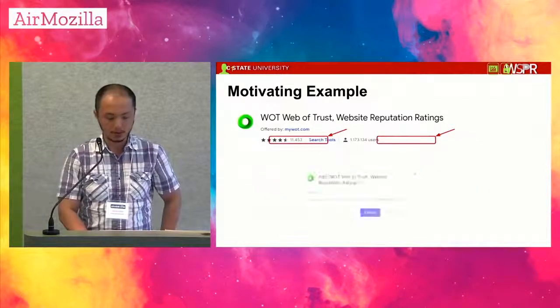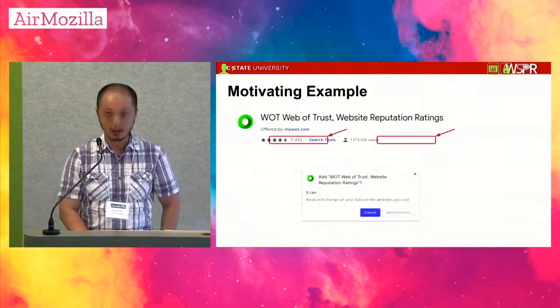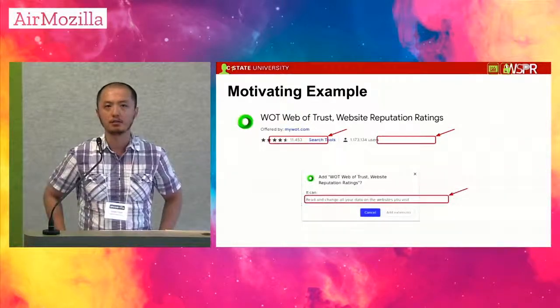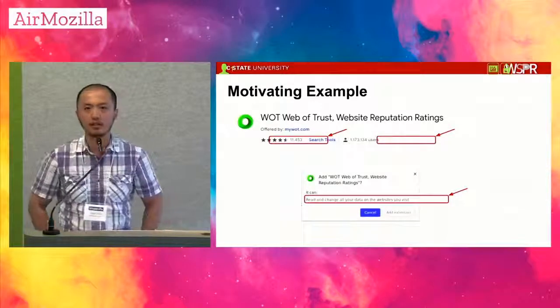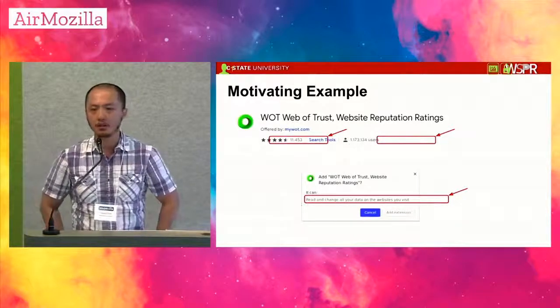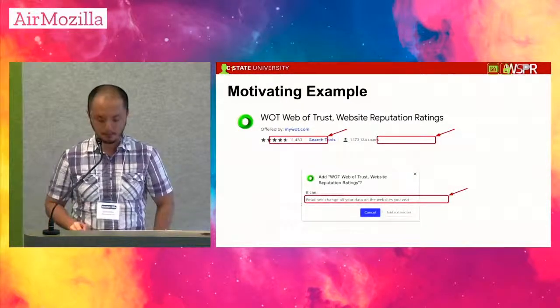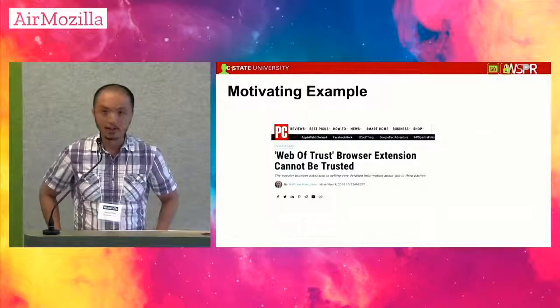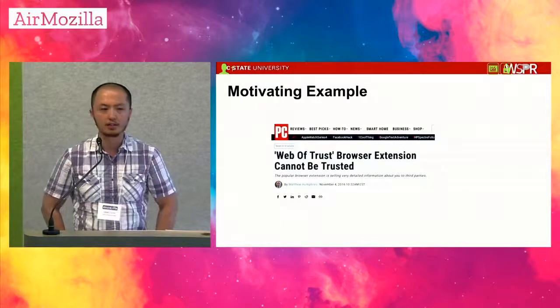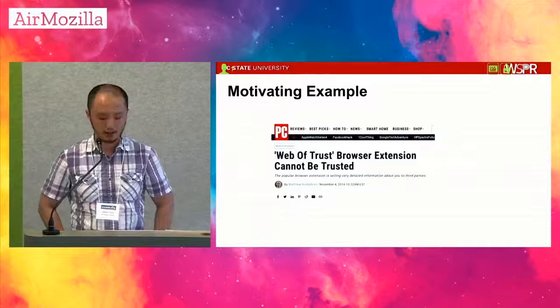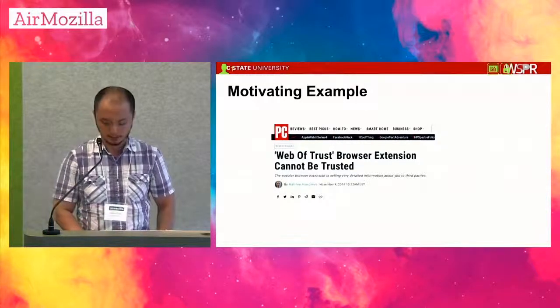And if you decide to go ahead to install it, it's going to ask you for access to all the data on the website that you visit. So the natural question to ask here is, what if the extension authors decide to abuse this data they collect from you? And this is exactly what happened. So it was found out that the authors of the Web of Trust extension has been selling to third parties the data that they collect on their users.